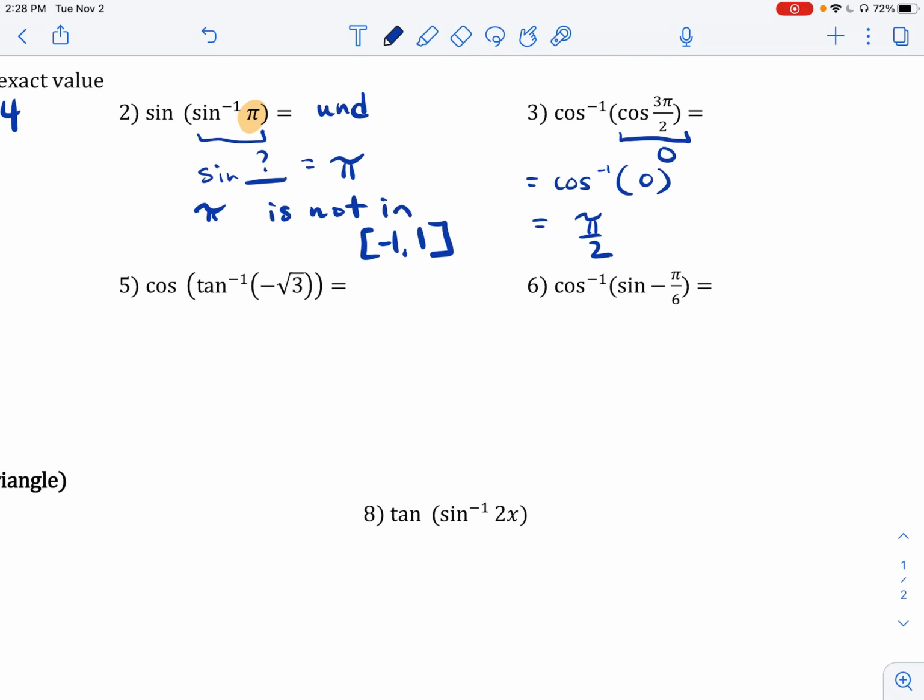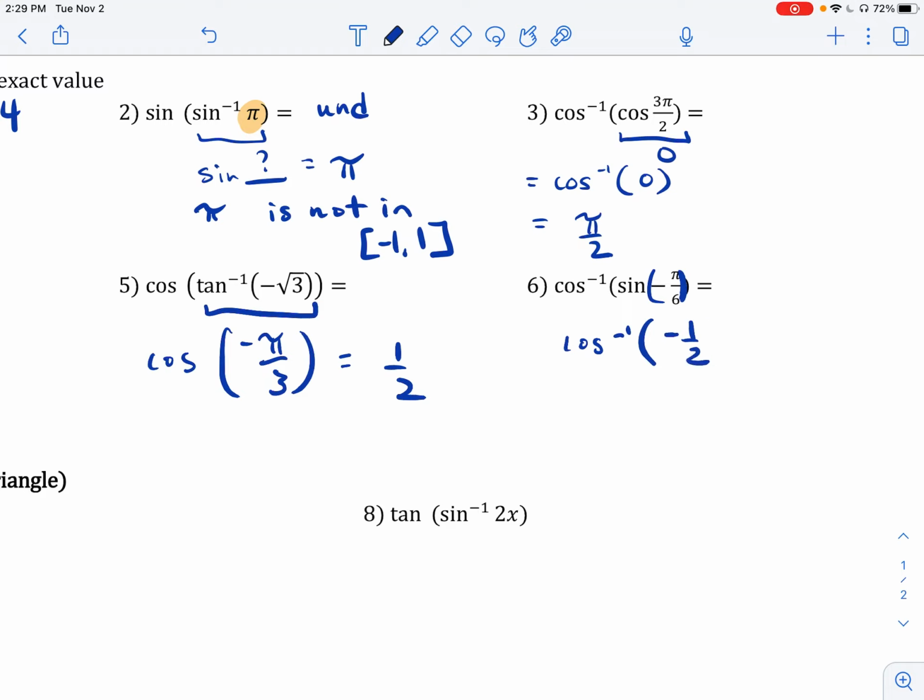Hopefully, after you've had a chance to work on this, you should see that I can't apply the property because this is not a composition that is composed of its inverses. But I've got cosine composed of arctangent. This would be -pi over 3. So the cosine of -pi over 3 is equal to 1/2. Arccosine for number 6. Arccosine composed of, there's a little bit of a typo there. I should have a parentheses around there. I apologize about that. Arccosine composed of sine of -pi over 6. This is equivalent to the arccosine of -1/2. And this should give you 2 pi over 3.